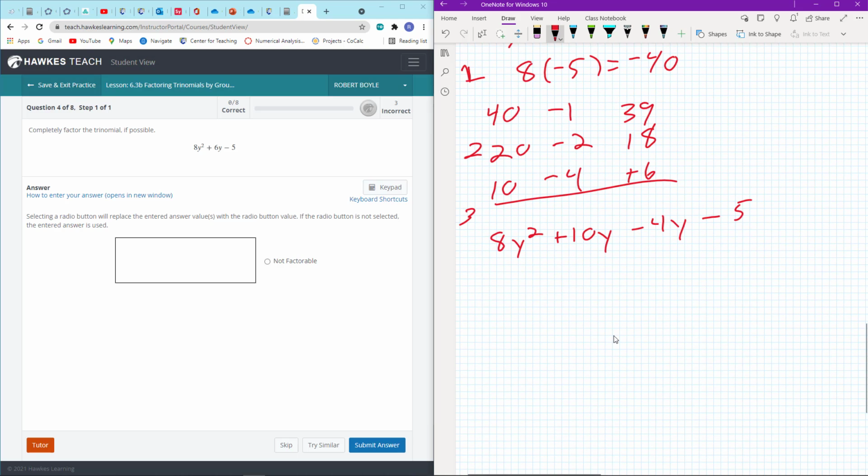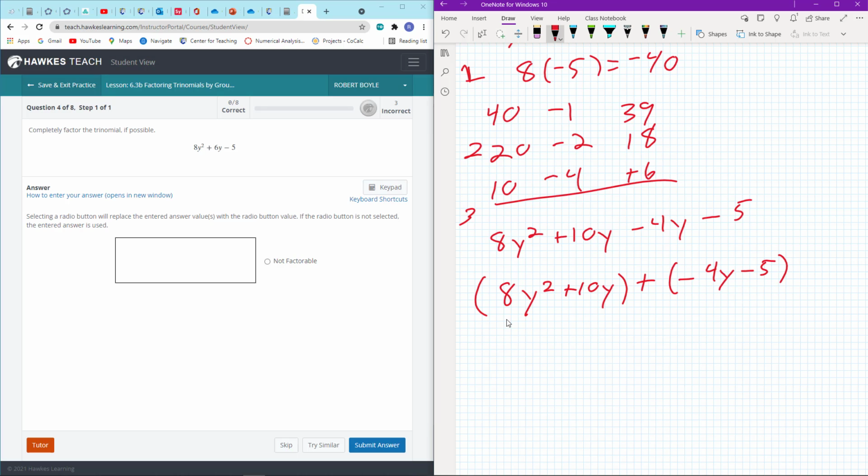Now, I could combine the 8y squared and the 10y, but if I do, I'm left with a negative 4y and a negative 5, which may not work. But then again, maybe it will. Let's find out. So let's combine it like that: 8y squared plus 10y, and then over here we're going to have minus 4y minus 5.